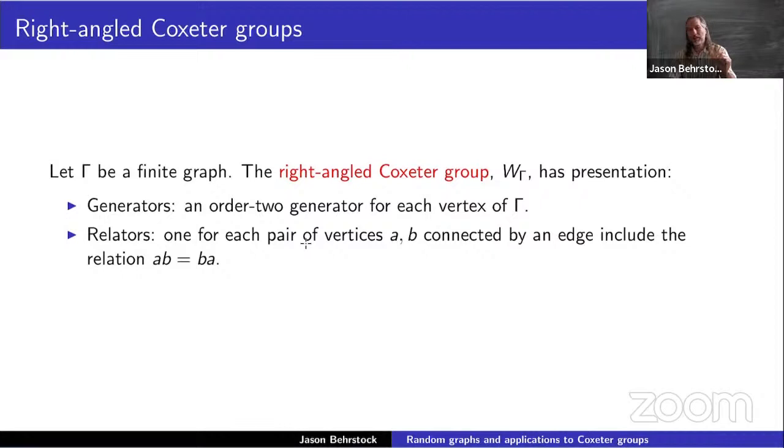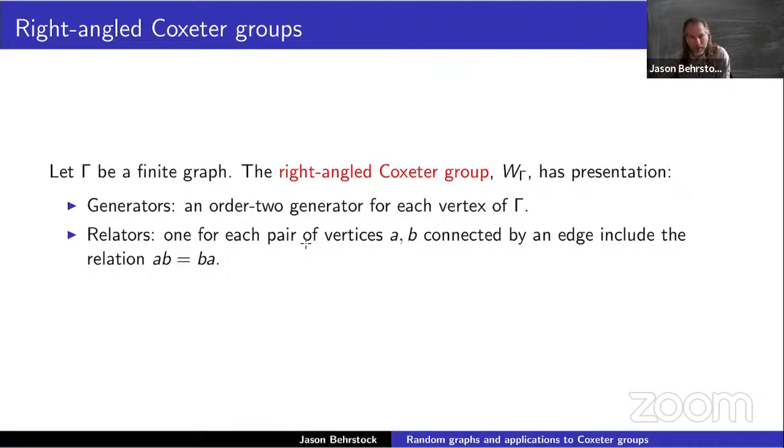In other words, if you have any pair of generators, they may not commute, but if they have some relation, the only relations I'm going to include are that some of the generators commute. So for every pair of vertices, either there's no relation or there's this commuting relation.